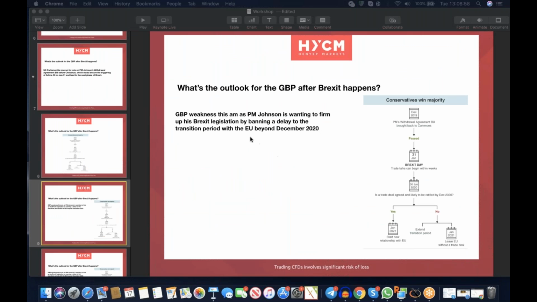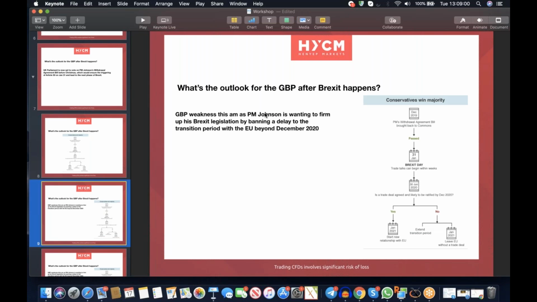Now, PM Johnson announced that he wants to firm up his Brexit legislation by banning a delay to the transition period with the EU beyond December 2020. So you see, one of the theoretical outcomes is that there will be an extended transition period. Okay, so the deadline is December 2020 to agree on a deal between the EU and the UK, a trade deal, right?